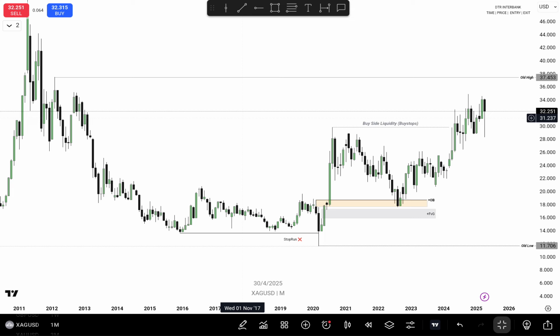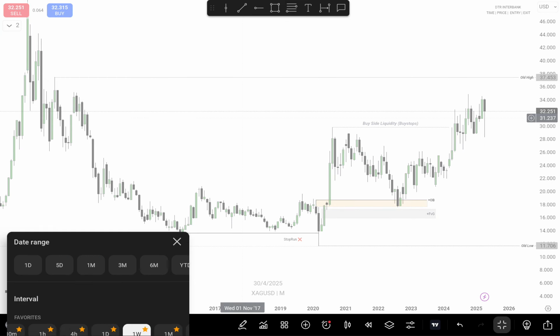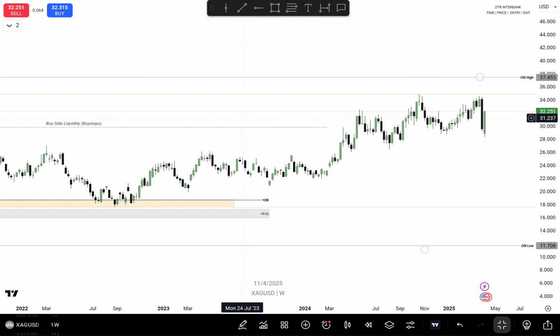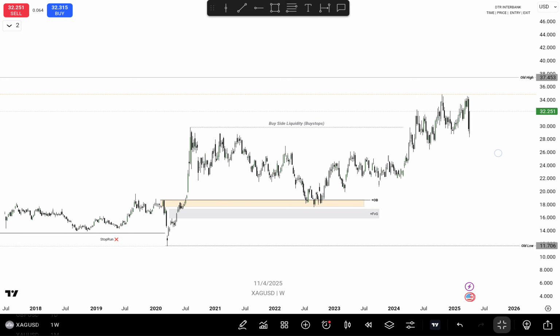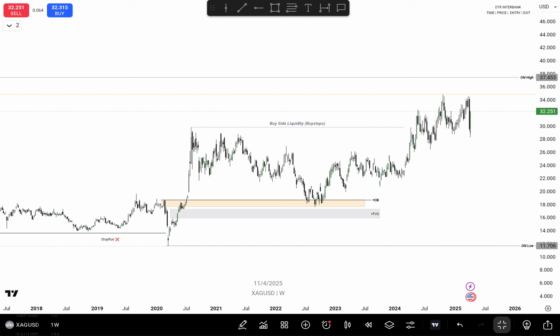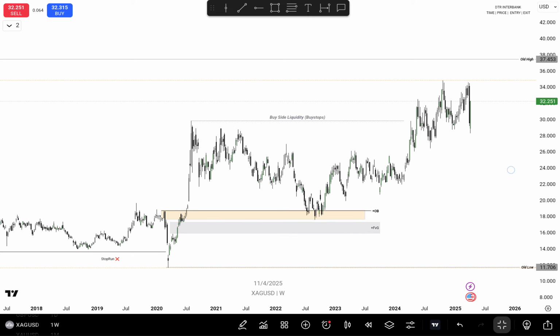So let's scale down to the weekly time frame. As you can see, on the weekly time frame, price respected this so well.